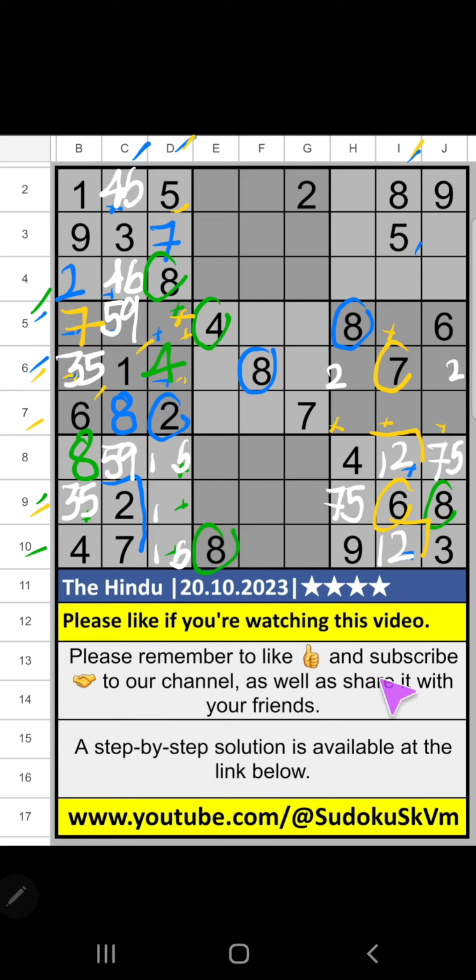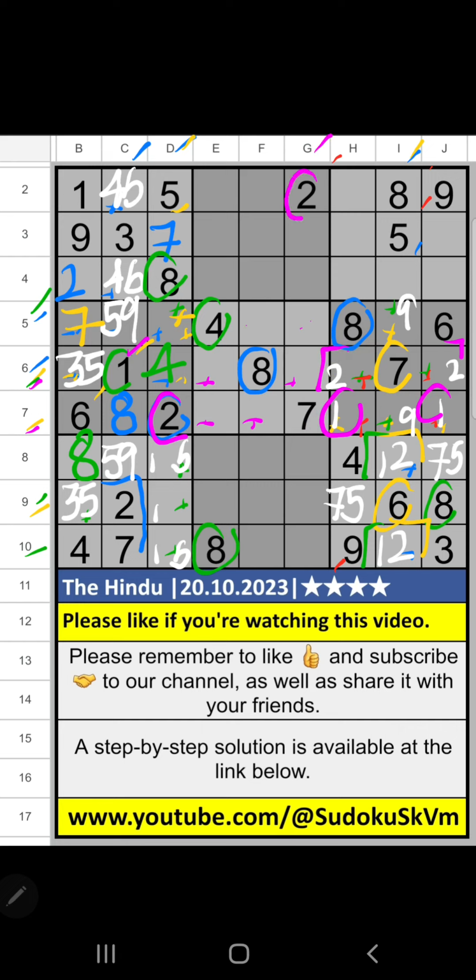We confirm later. Column I and 6th row, we have 1. So 1 can't come in these cells. 1 will come in any one of these cells. We confirm later. Column H, column J, we have 9. So 9 can't come in these cells. 9 will come in any one of these cells. We confirm later. 7th row and 6th row, we have pair numbers 1 and 2. So 1 and 2 can't come in these cells. It will come in one of these cells.